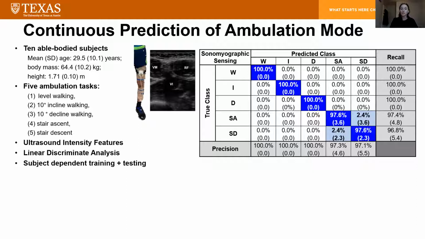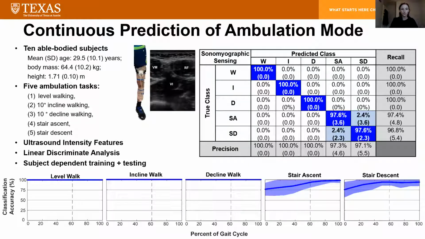Overall classification accuracy of ultrasound sensing using a linear discriminant analysis classifier was 99.8%, with 100% accuracy for level, incline, and decline walking tasks and 97.6% accuracy for stair ascent and stair descent tasks. In order to determine where in the gait cycle these misclassifications were occurring, we plotted classification accuracy as a function of the gait cycle. You can see that in both stair ascent and stair descent, the most misclassifications occurred at the beginning of the stride, and as the stride progressed, the classification accuracy improved.